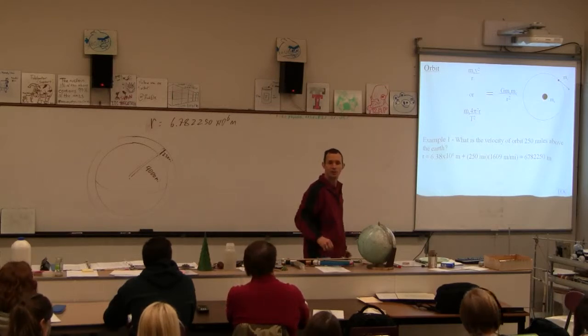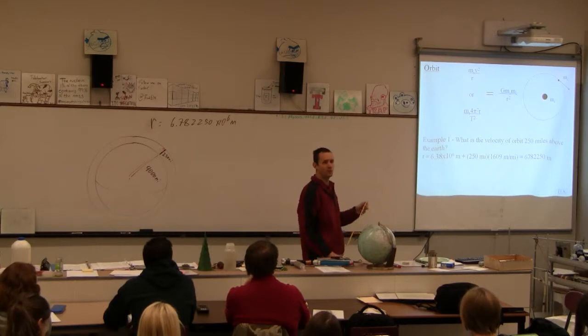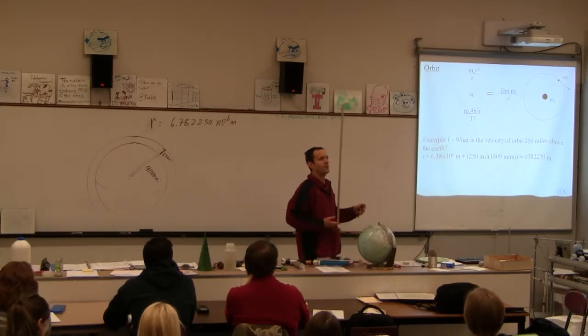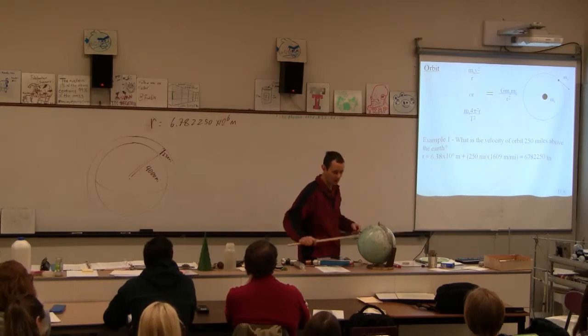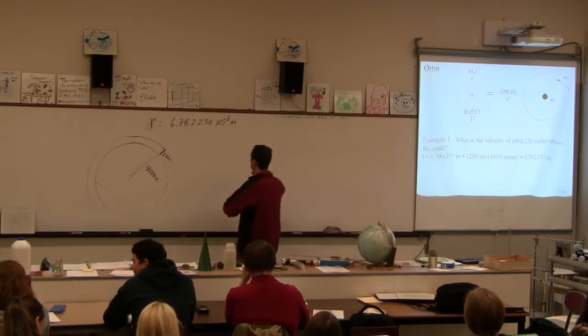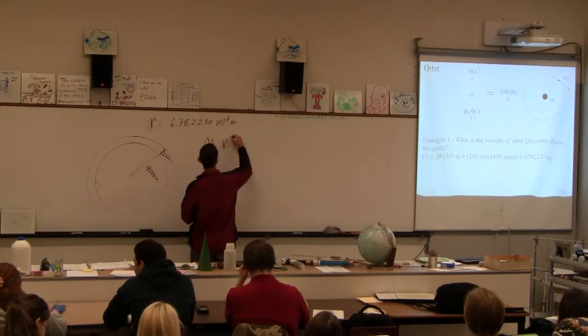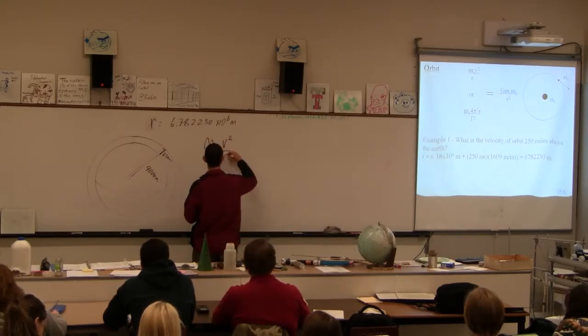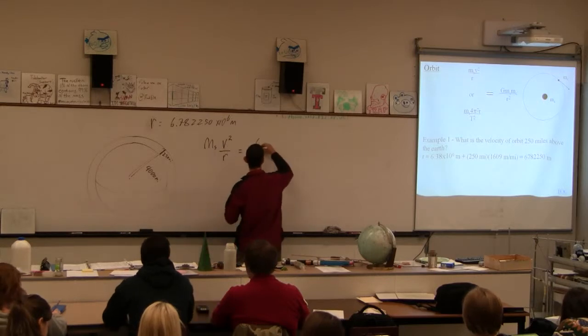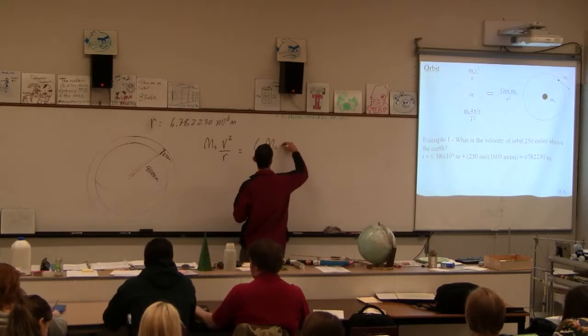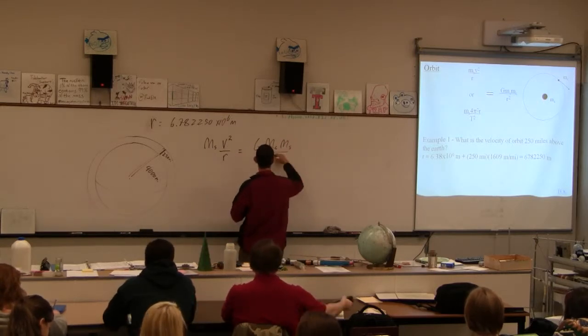I'll give you this clue. If you're dealing with velocity, you want the top one. If you're dealing with period, use the bottom one. We want the velocity, so we're going to use the top one. Very clever. So we set mass of the satellite, velocity squared over r, equals G, mass of the central body, mass of the satellite over r squared.